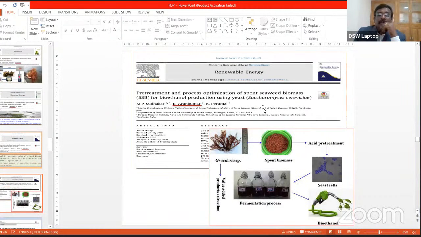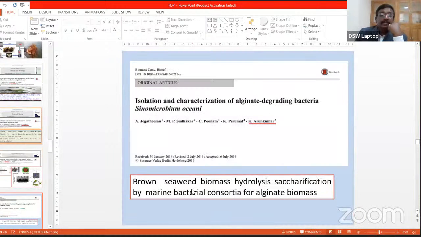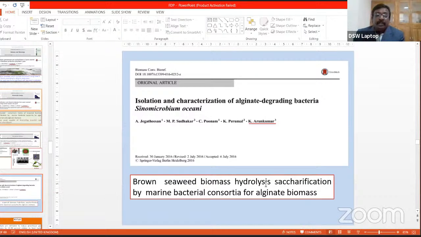Last year, 2020, we conducted the same on some other Gracilaria species for bioethanol production using another yeast, Saccharomyces cerevisiae, for biomass conversion into bioethanol using marine algae. For ethanol production, hydrolyzing the biomass is very important. So we have developed a very cost-effective, cheaper hydrolysis using marine bacterial consortia for hydrolyzing the biomass before ethanol production. That we have achieved.